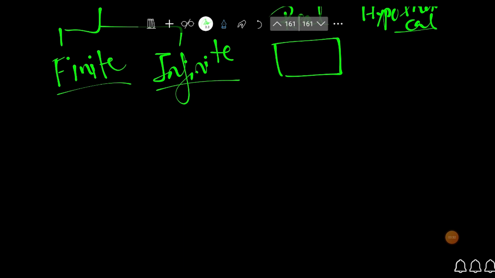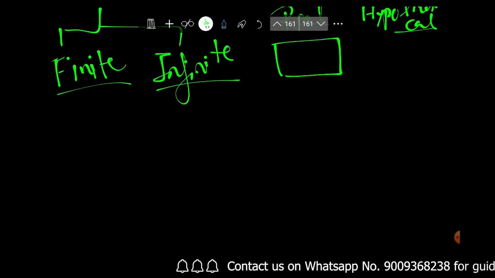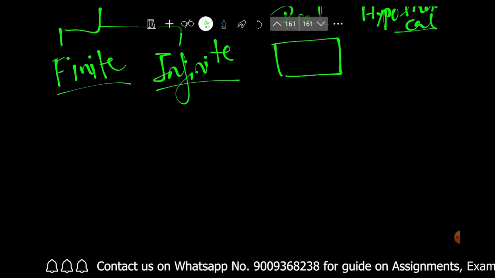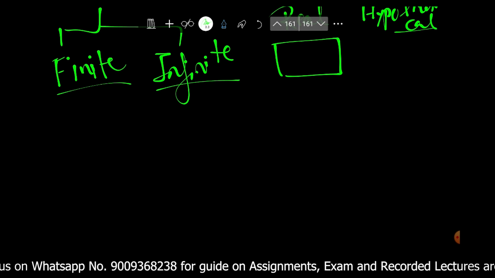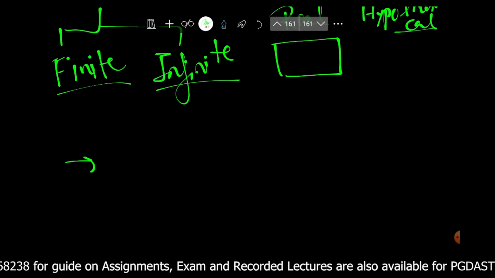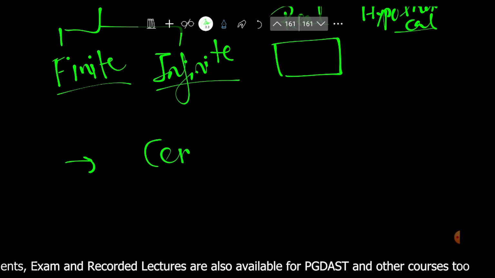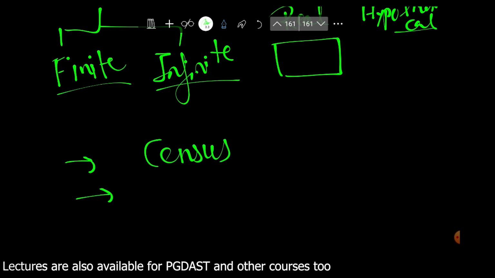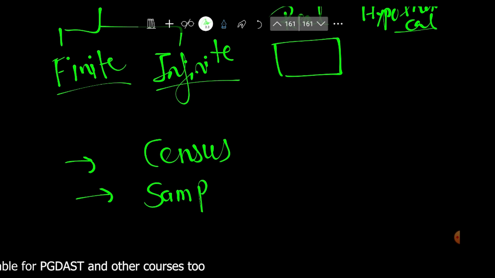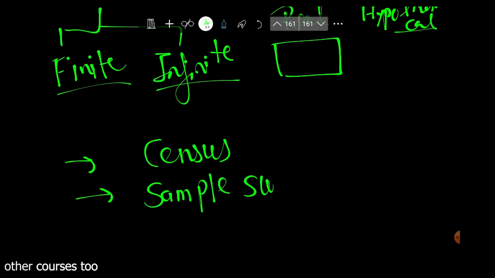Information about population. So the second topic is information about population. Suppose I need information, so what are the sources of information? The first is the complete enumeration, which is called a census, and the second is the sample survey. These are the two sources from which we can get information from the surroundings.